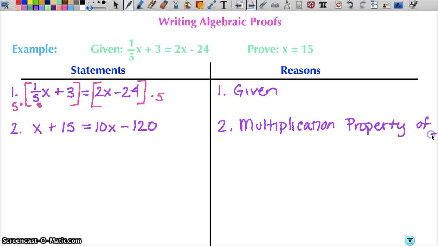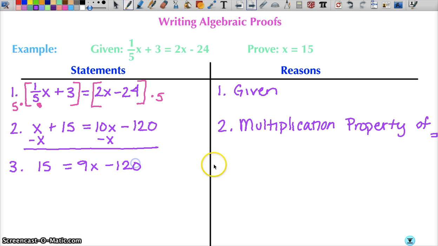Now in your next step, we're going to go through the same process of just solving equations because we got rid of our fractions. So for step 3, we have 15 equals 9x minus 120. And how did we get that? We got that because we subtracted. So subtraction property of equality.